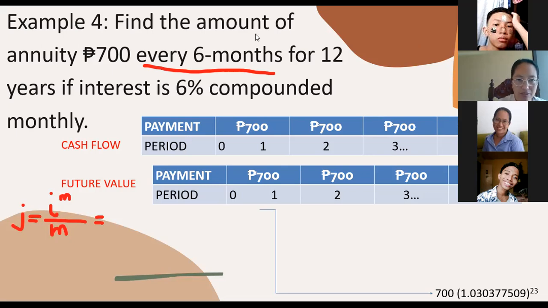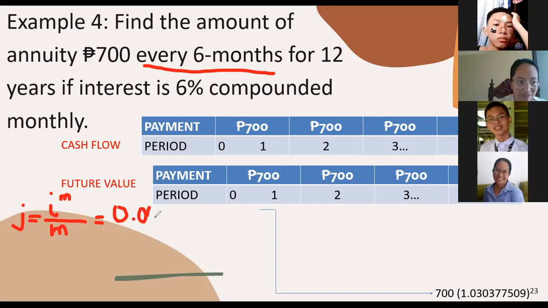Lance? Sino magko-continue? Ano magiging I natin? It's 0.06. Zero, ma'am, 0 point ano. 0.06 po raised to 12 po over 12 po. Over 12. 12 po. Okay.